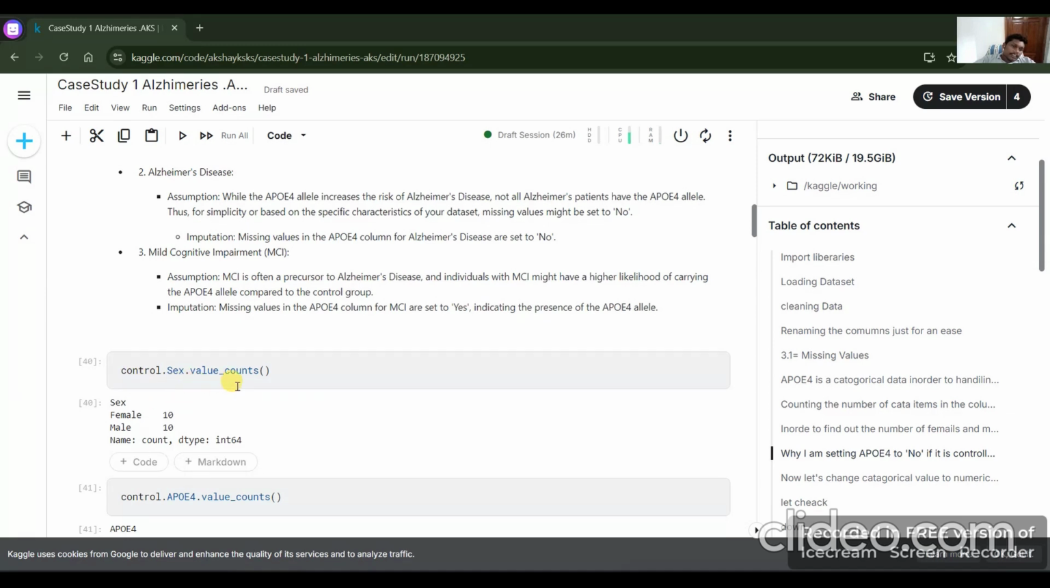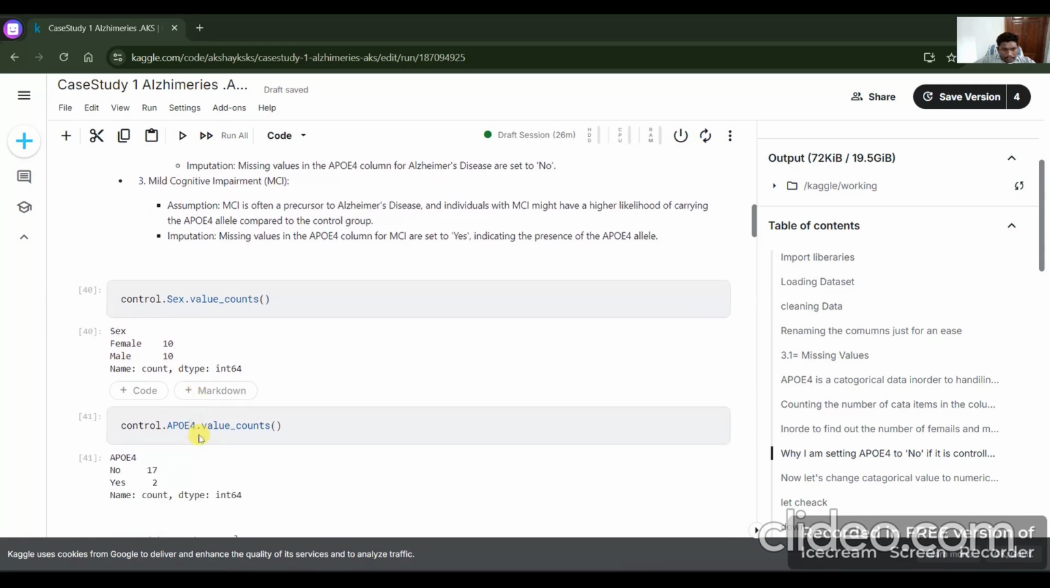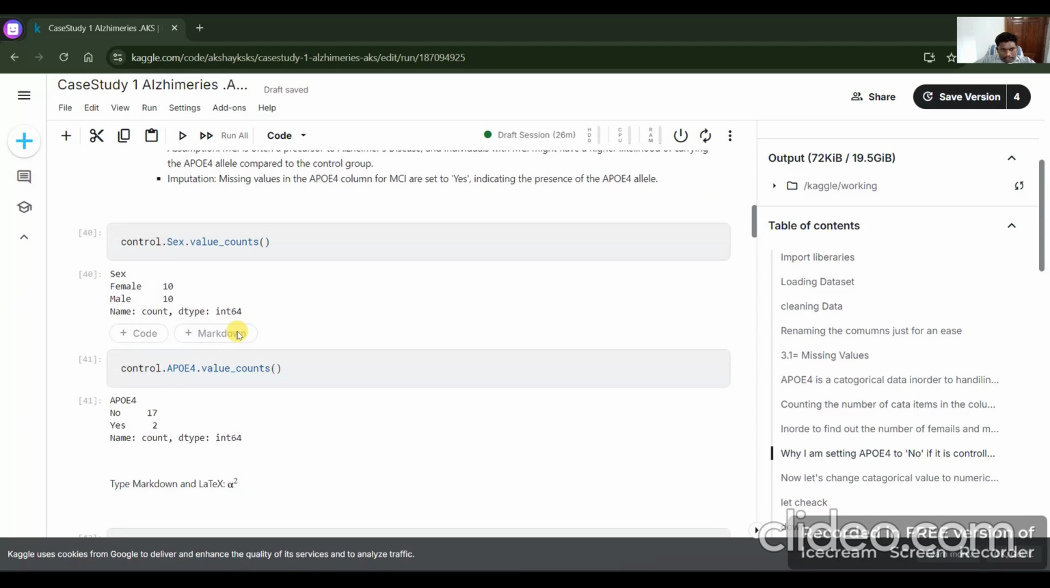Control dot sex value count: female 10, male 10, data type is int64. Control dot APOE4 value count: 17 no, 2 yes.